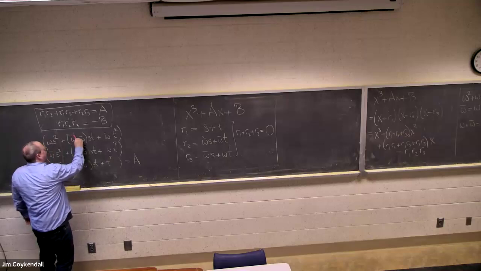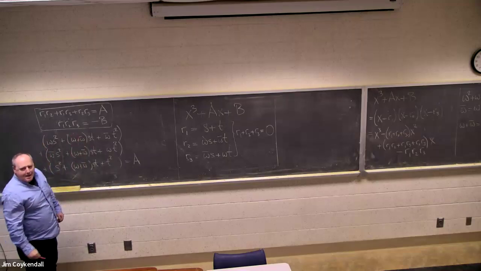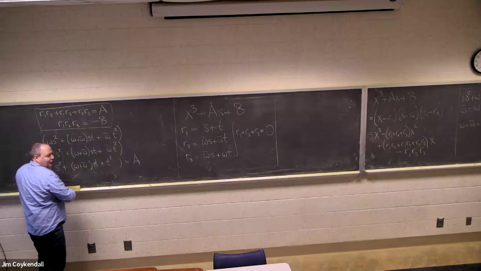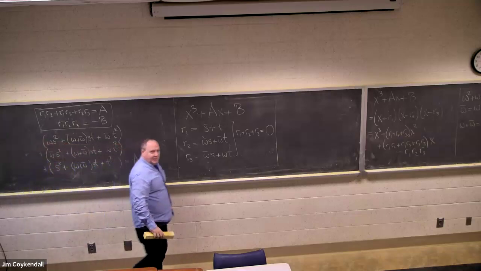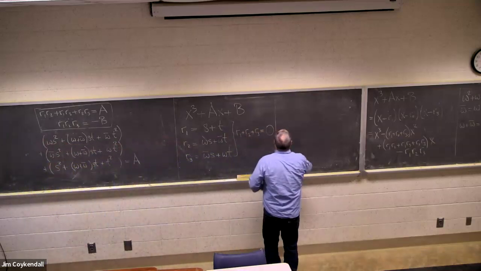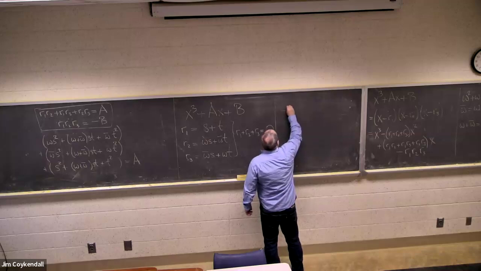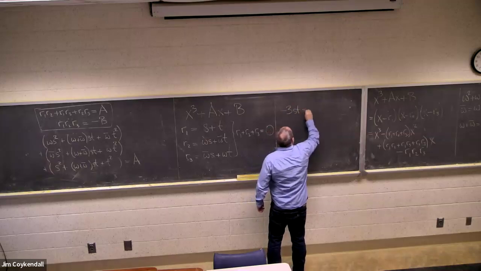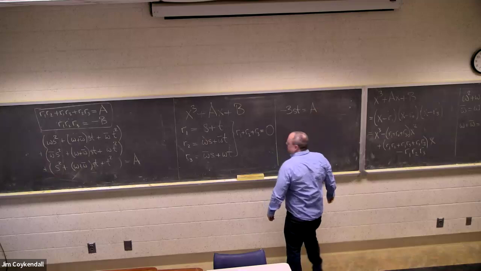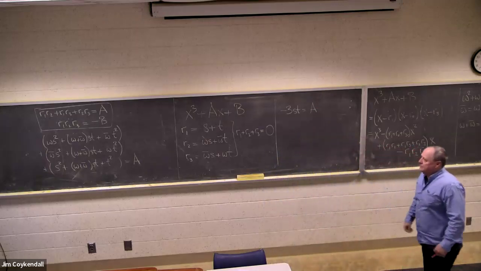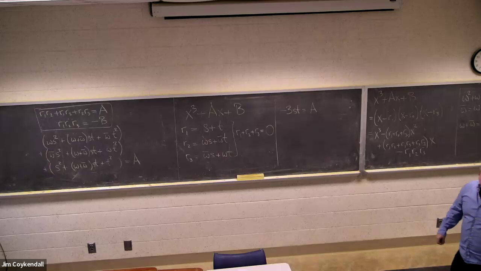And by the way, what's omega plus omega bar? -1. And there's 3 of them. So this becomes the much simpler equation: -3 ST is equal to A. Okay with that?